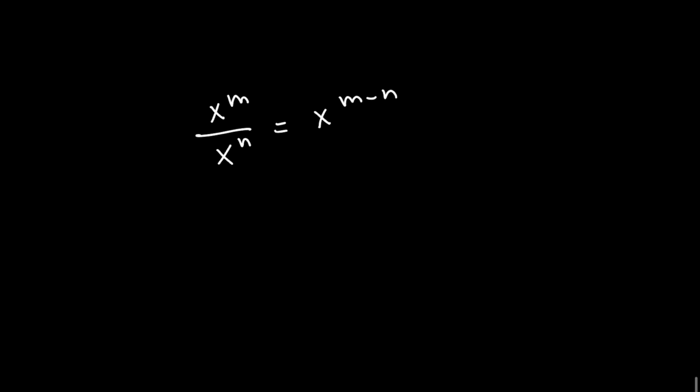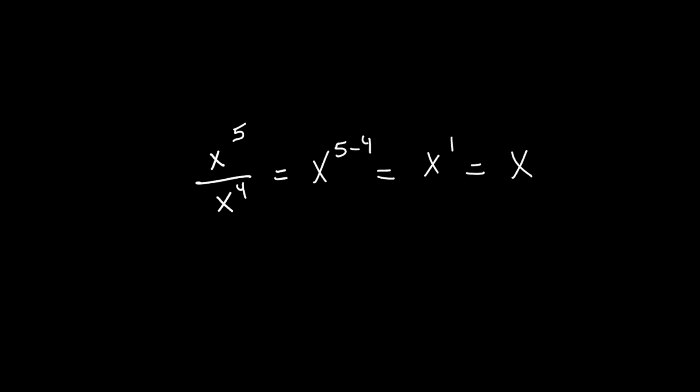Let's take a look at the next law of exponents. Let's take a look at x to the power of m divided by x to the power of n, which can be rewritten as x to the power of m minus n. It's always best to work with an example. So let's say we have x to the power of 5 over x to the power of 4. If we subtract 4 from 5, we are left with x to the power of 1, or just simply x, which is based on the property I gave earlier.